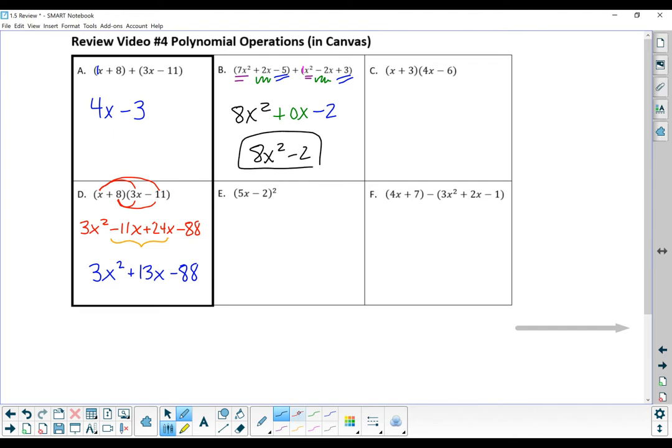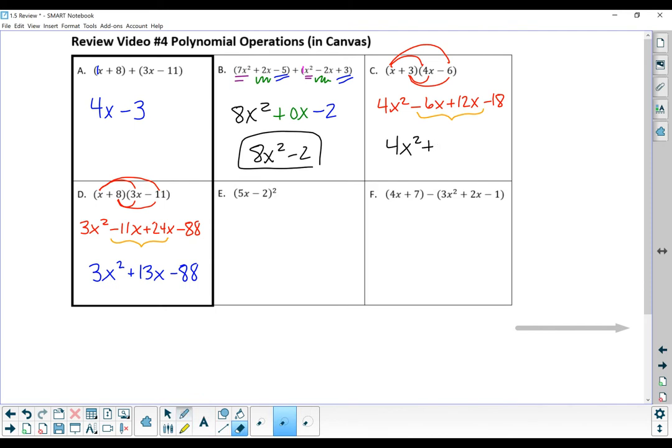All right, let's go to C. So C is a multiplying problem. When those binomials are right next to each other, we multiply them. So x times 4x gives me 4x squared. x times negative 6 gives me negative 6x. 3 times 4x gives me 12x. And 3 times negative 6 gives me negative 18. So we do have some terms that can be combined right here. So then our final answer would be 4x squared, negative 6x plus 12x gives me 6x, and then my negative 18 at the end.